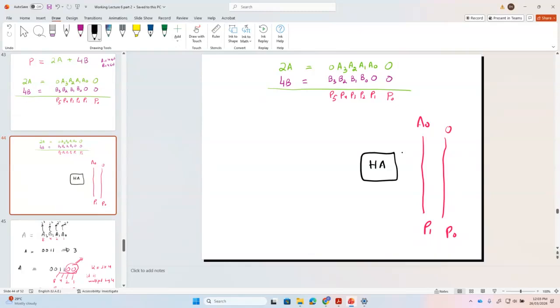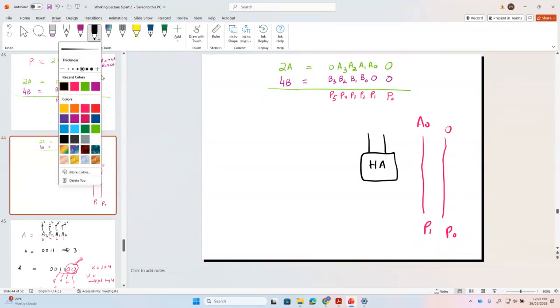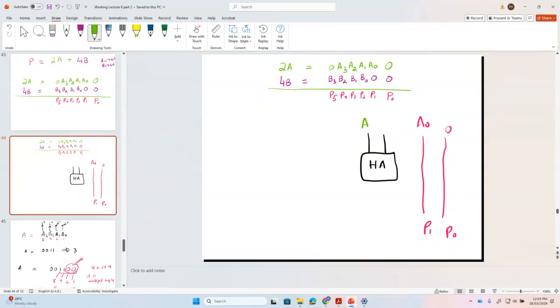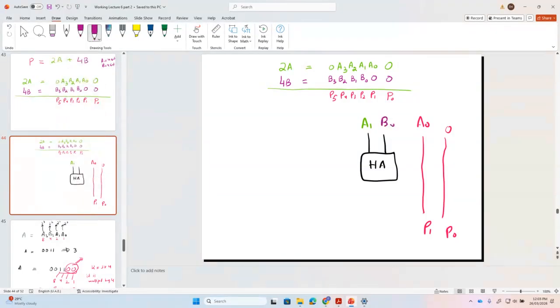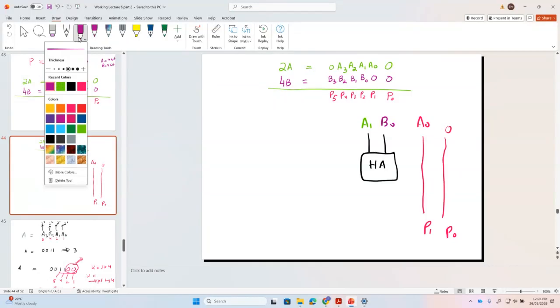And what will be the first input to the half adder? Help me. A1, A1. The first input to the half adder will be A1. What will be the second input to the half adder? B0. What will be the output of this half adder? P2.